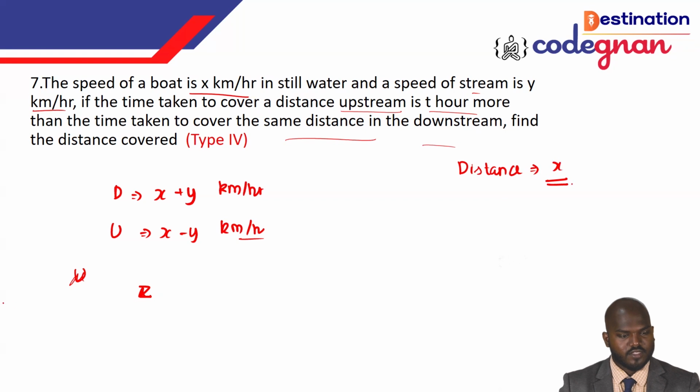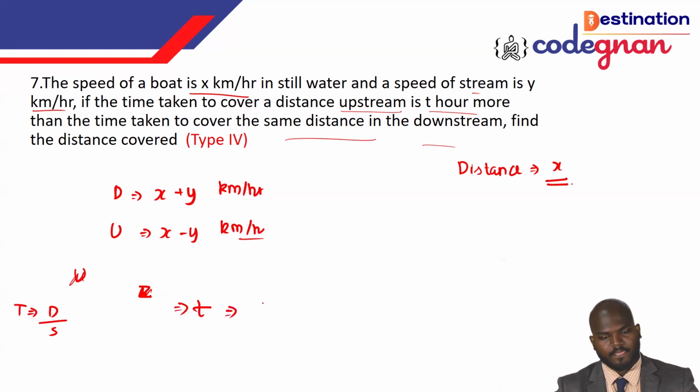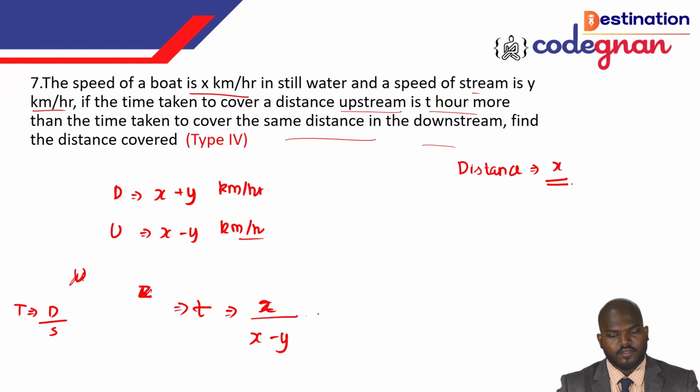Okay. So I'm using the same formula, that is time is equal to distance by speed. I don't know the time, right? So they are saying that the time is more by z. So if you take this one, that is z times distance, that is distance equal to x by x minus y, minus x by x plus y.